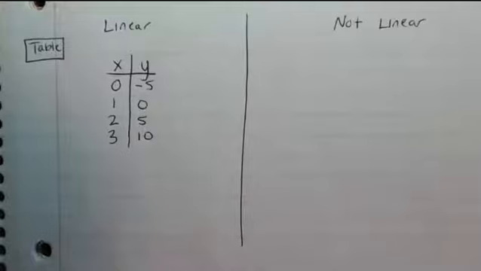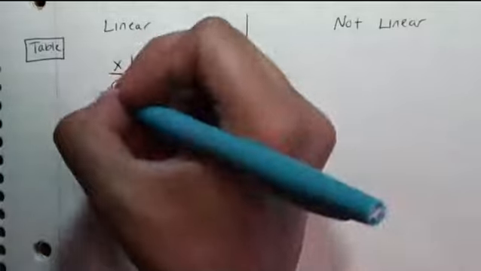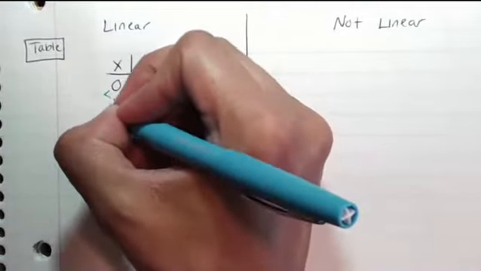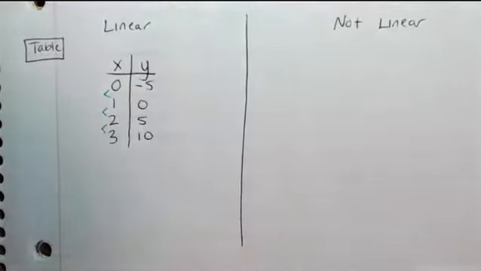Now, to determine if this is linear or not, we have to look and see if the x and the y values have a constant rate of change. Okay, so that's what we're looking for. So I like to draw these little carets to show the difference between all these points.